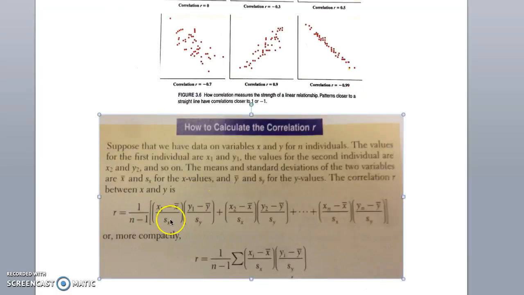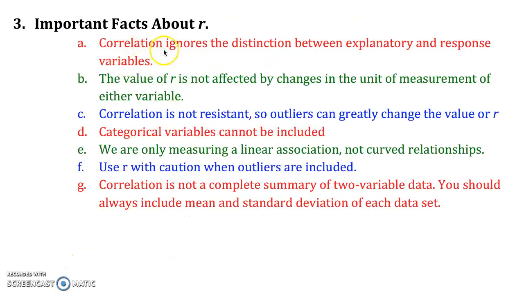Now you can see that R is determined by how far values are from the average. So how far is each individual value from the average in terms of standard deviation? And this complicated formula gives us the correlation coefficient. So how far are the Y values from the average Y value in terms of the standard deviation? So this correlation doesn't change no matter what we put as the explanatory variable on the x-axis and the response variable on the y. The unit of measurement also won't change it.